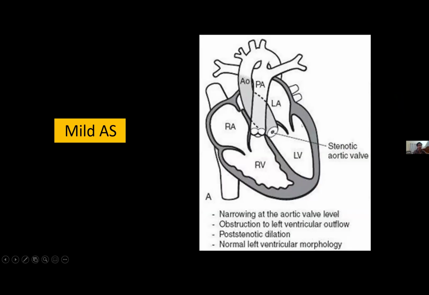In mild fetal aortic stenosis, the narrowing is limited to the aortic valve, with preserved LV size and function. The key ultrasound clue is the post-stenotic dilatation of the ascending aorta caused by the high-velocity turbulent jet across the stenotic valve. Recognition of the subtle finding is important, as serial follow-up is required to detect progression to more severe disease.